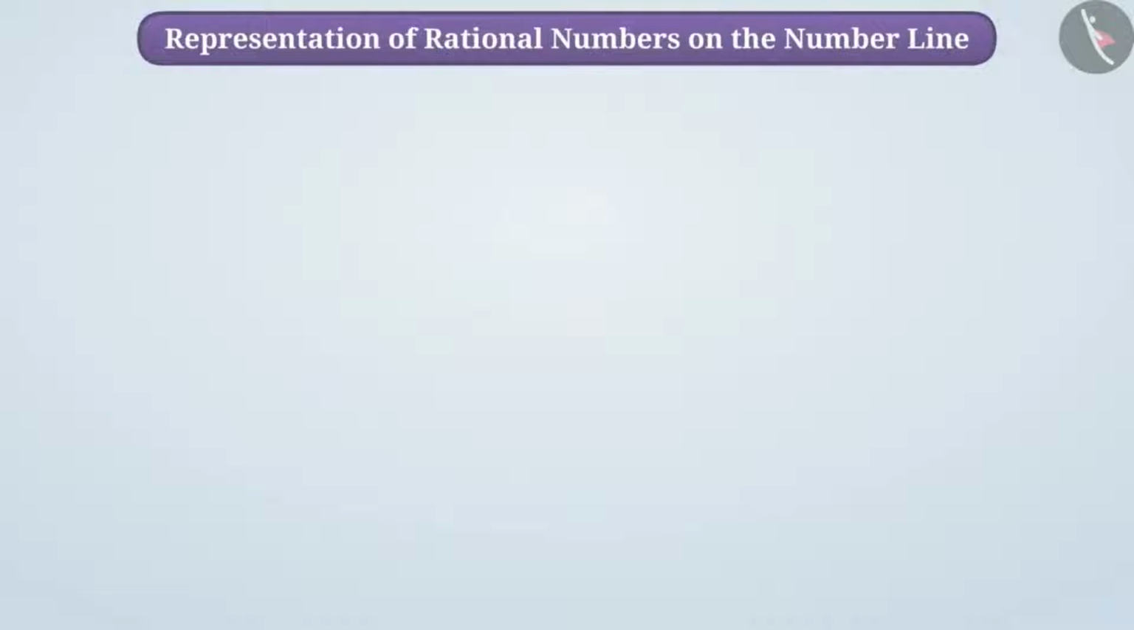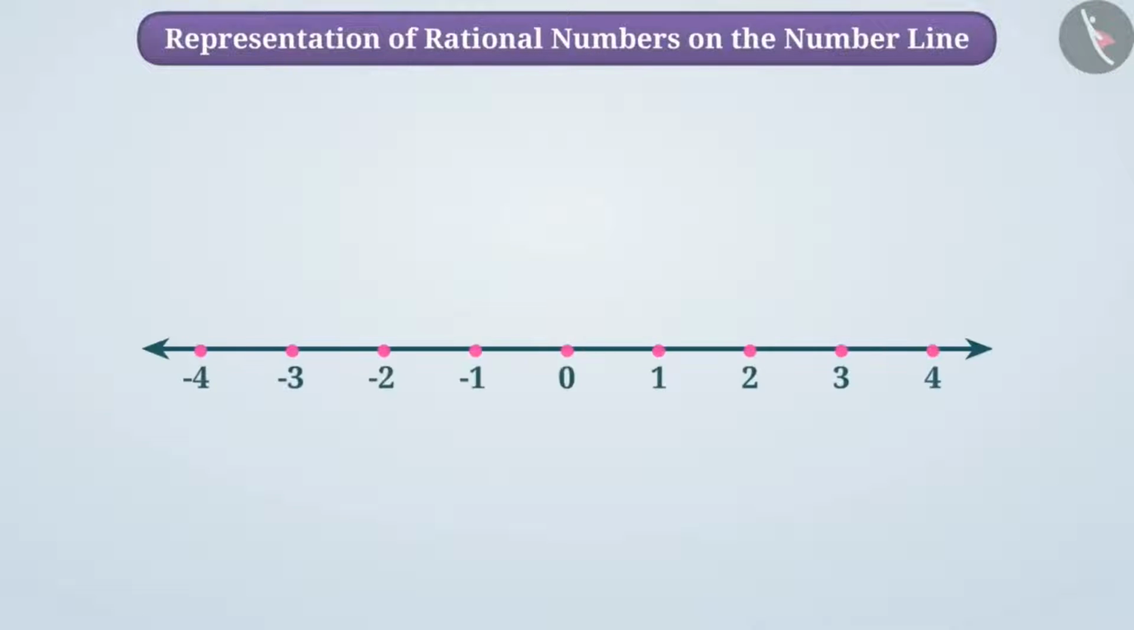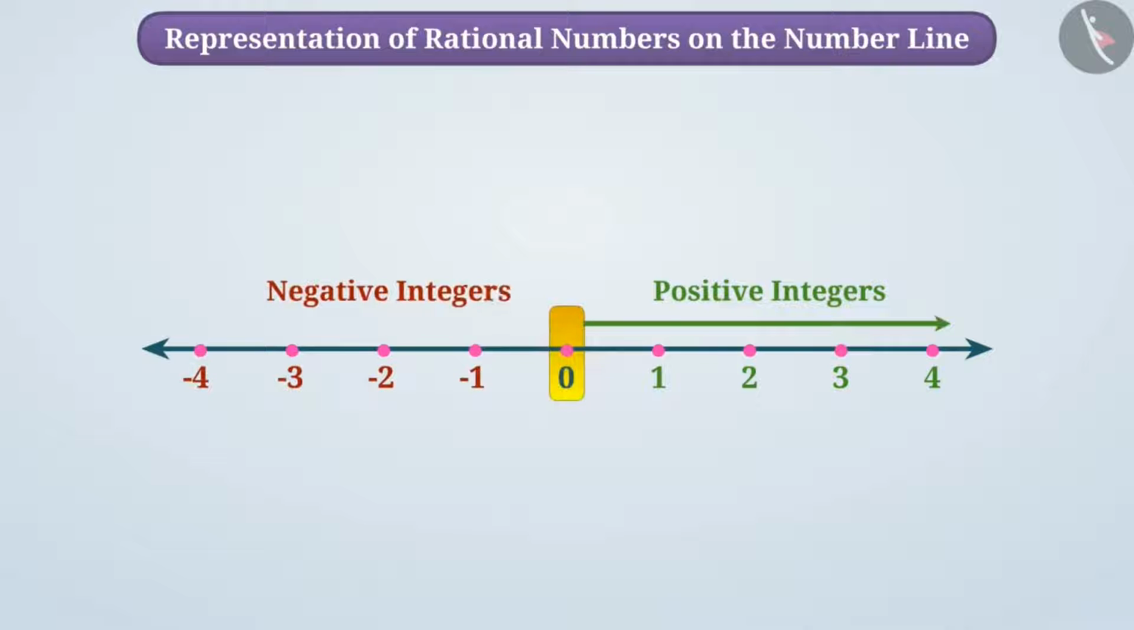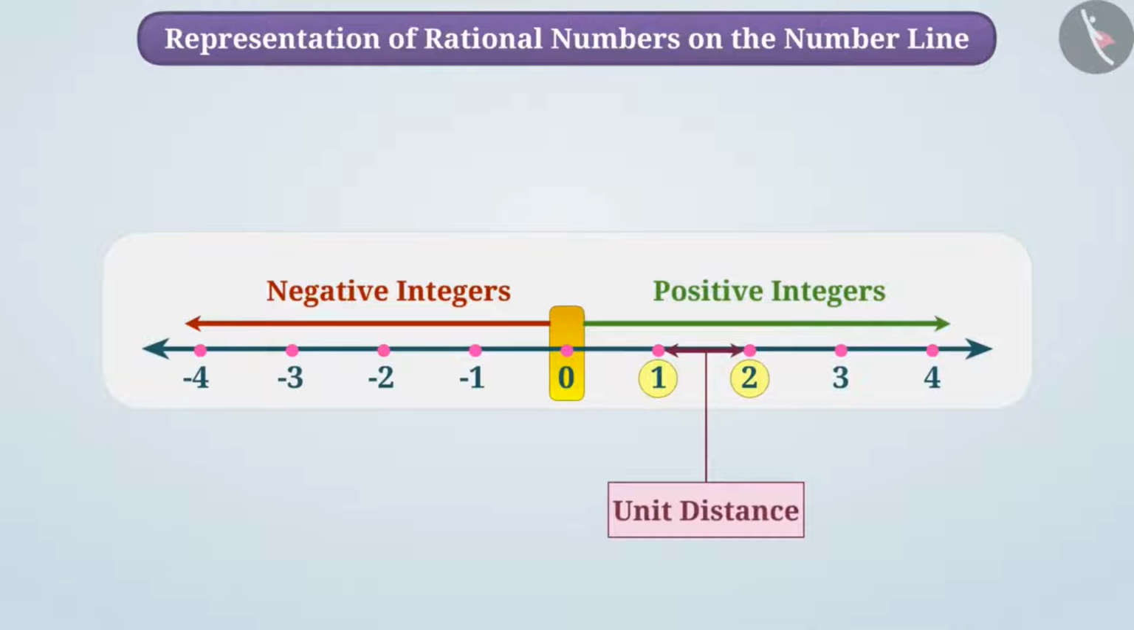In the previous class, we represented integers on the number line. Positive integers are represented on the right of 0 and negative integers on the left of 0 on this number line. The distance between any two integers is called a unit distance.